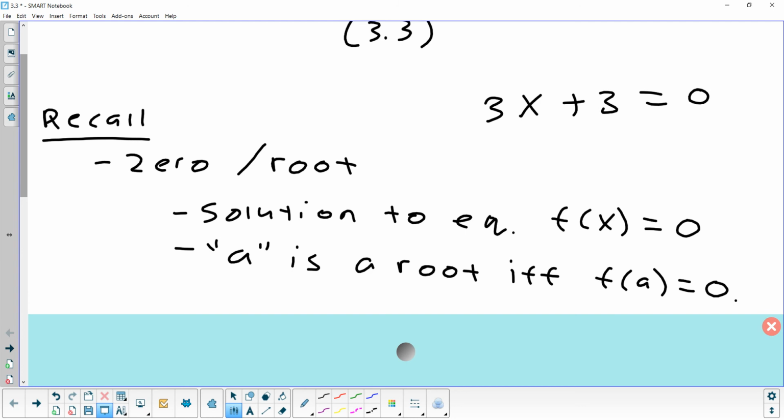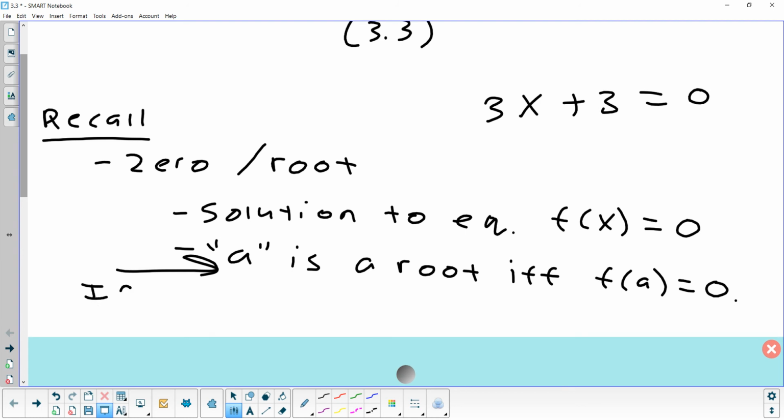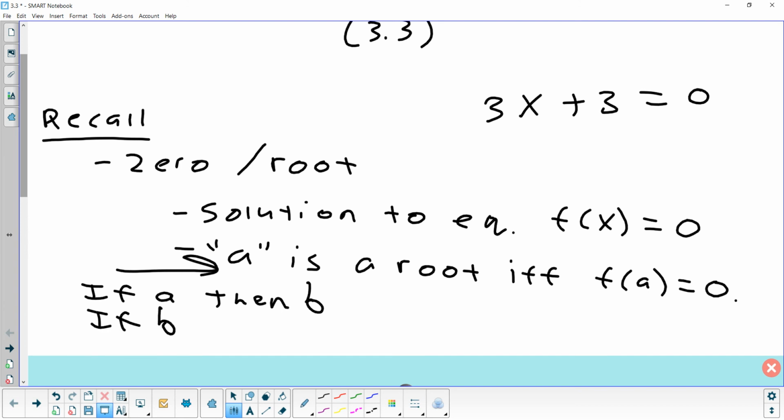So when you know that a number is a root, you can say this. And this is what we call a biconditional statement. From geometry, biconditional means you can read the statement forwards and backwards, and it's true both ways. We call that the original statement and its converse. This IFF means if and only if. So if and only if is like saying this: if A, then B. If B, then A. It's a statement that's true forward and backwards.